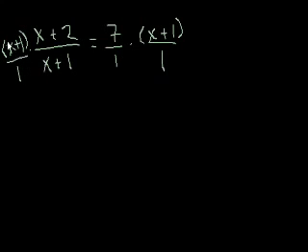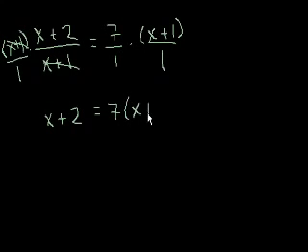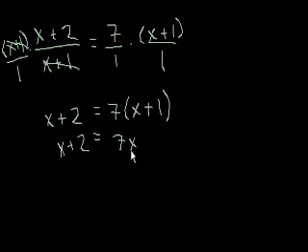On the left-hand side, the x plus 1's cancel out, and you're just left with x plus 2. It's over 1, but we can just ignore the 1. And then that equals 7 times x plus 1. And that's the same thing as x plus 2. And remember, it's 7 times the whole thing, x plus 1. So we actually have to use the distributive property, and that equals 7x plus 7. So now it's turned into, I think, a level 3 linear equation.